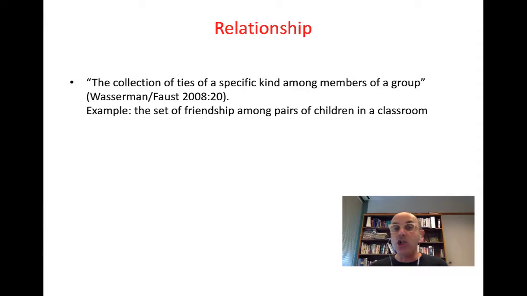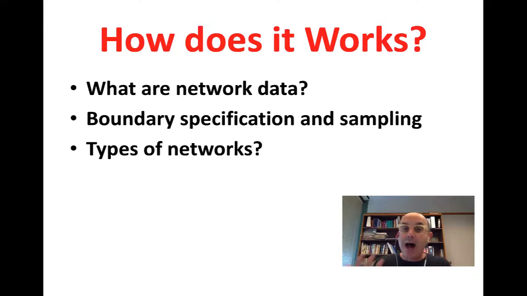A relationship is the collection of ties of a specific kind among members of a group. For example, a set of relationships among pairs of children in the classroom. You have friends in the classroom, or children in the classroom, I don't know, it depends how you see it, and you have relationships. You share notes, you take the same classes, and so on. Those are relationships.